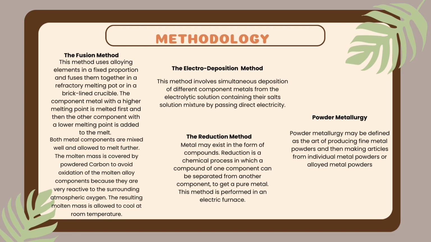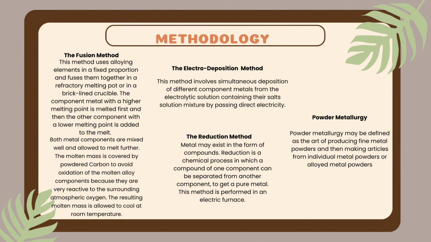The resultant molten mass is allowed to cool at room temperature. The second method is the electrodeposition method. This method involves simultaneous deposition of different component metals from the electrolyte solution containing their salt solution mixture by passing direct electricity. And the third is the reduction method.